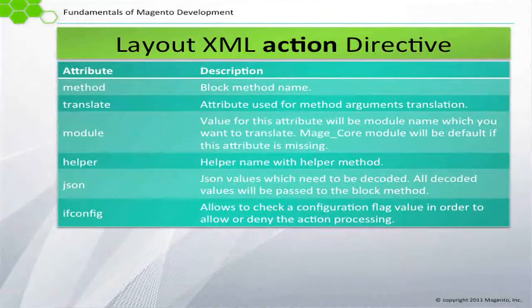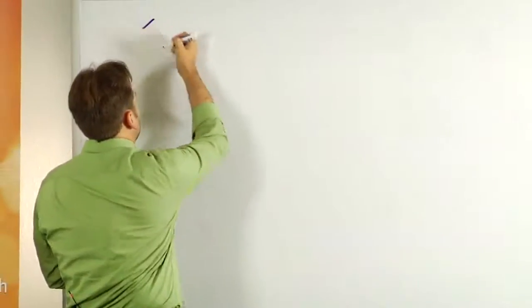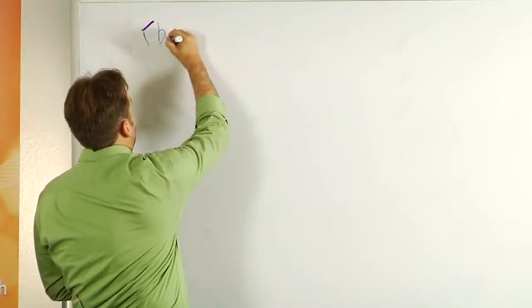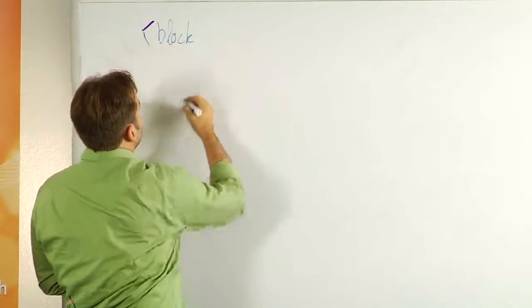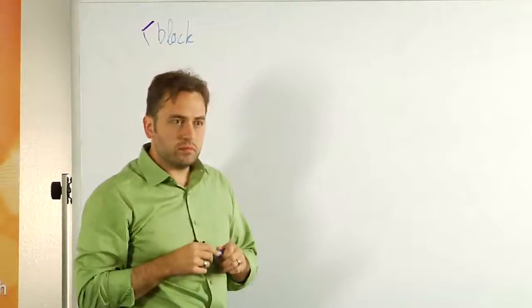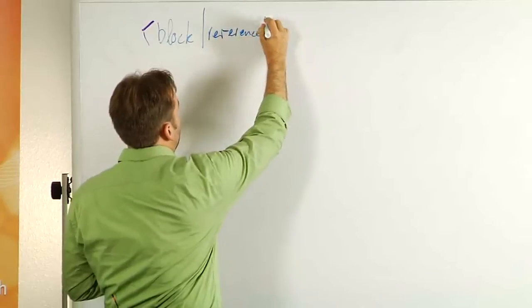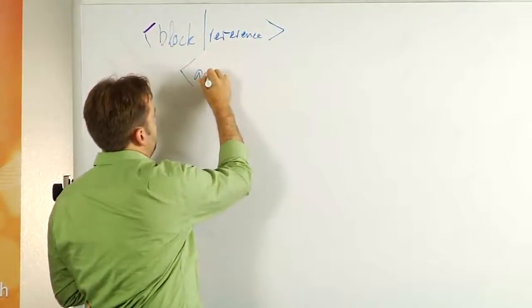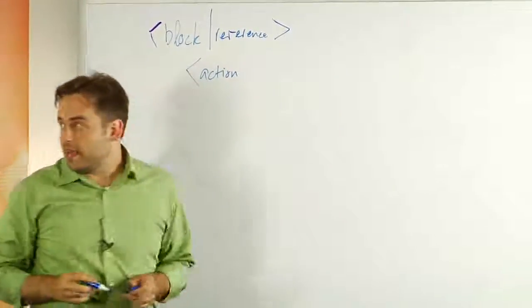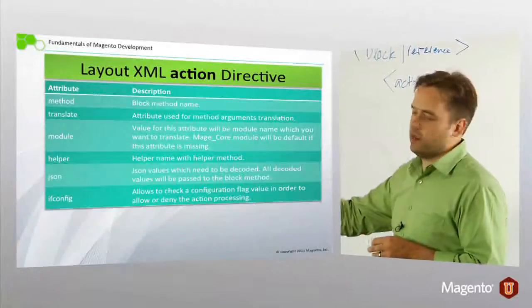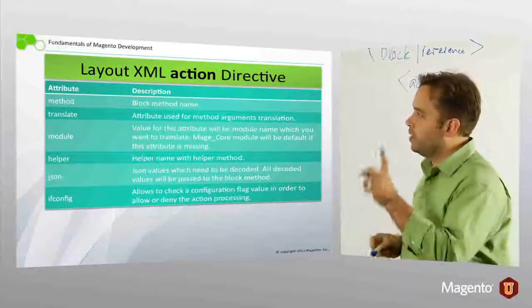So inside of a block, or inside of reference, block or reference, we'll have an action node. And action nodes do lots of things. So helper and JSON, these actually are node arguments. JSON's not used anywhere in the core, but I'll talk about the other ones here.